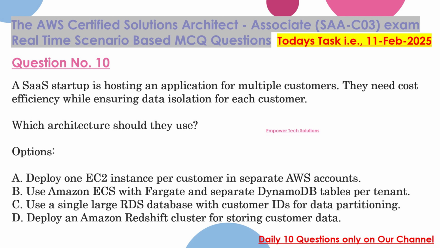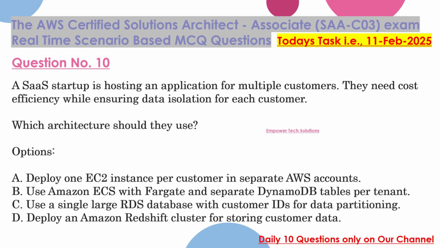Question 10. A SaaS startup is hosting an application for multiple customers. They need cost efficiency while ensuring data isolation for each customer. Which architecture should they use? Options: A. Deploy one EC2 instance per customer in separate AWS accounts. B. Use Amazon ECS with Fargate and separate DynamoDB tables per tenant.